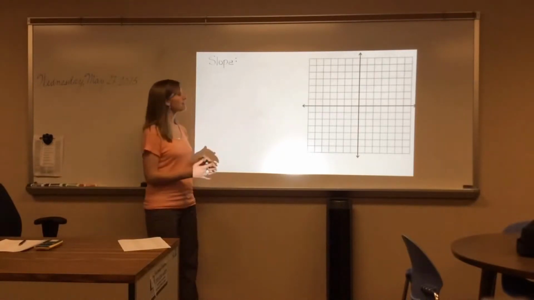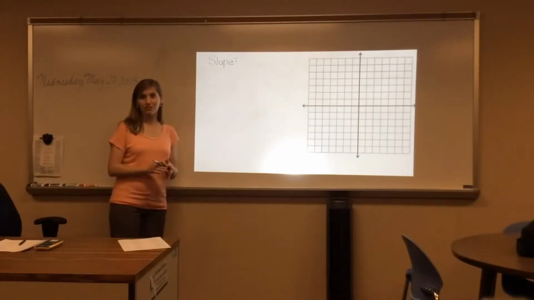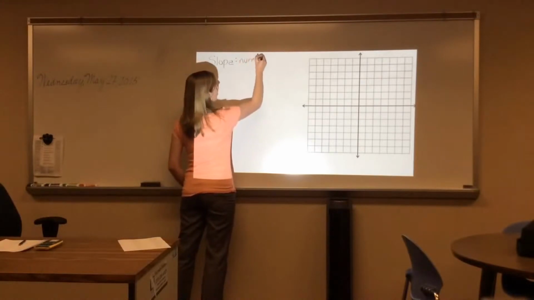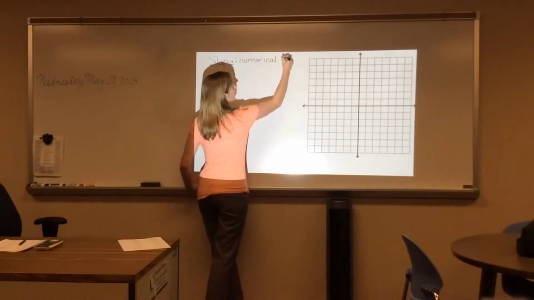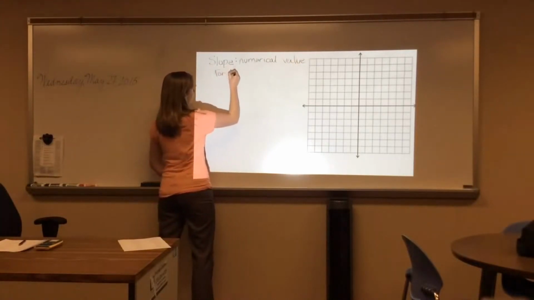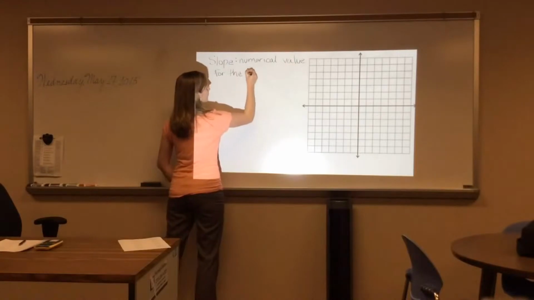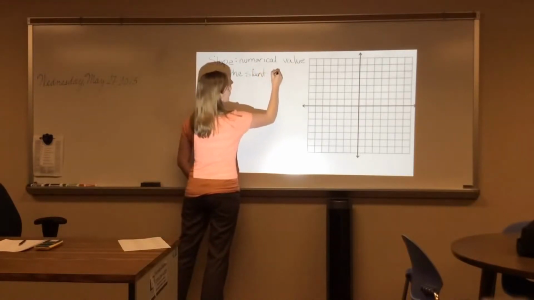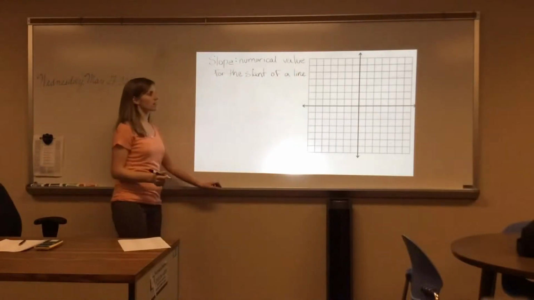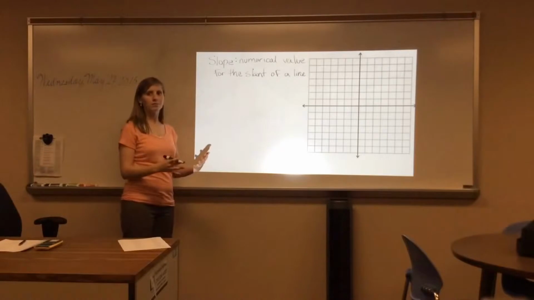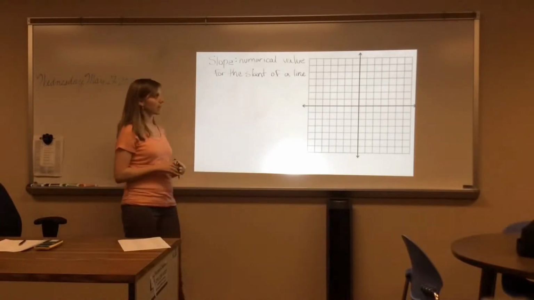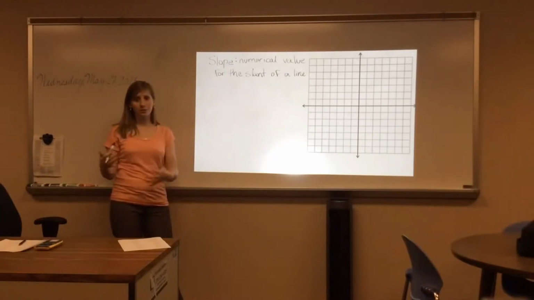The slope of a linear graph, and we need to talk about the definition of what a slope actually is. The slope is just a numerical value for the slant of a line, or the tilt of a line. So it just tells us how steep or how shallow a line is going to be on the graph. There are 4 different types of slope, and we're going to go through each type.